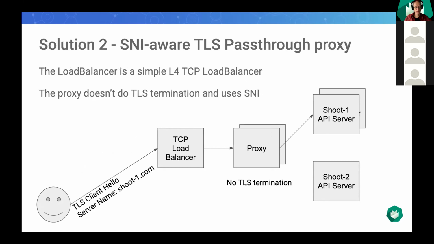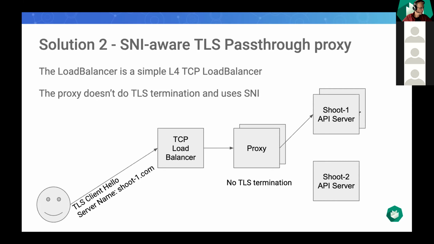So going one step forward, in order to solve this cloud-agnostically, we simply need a TCP load balancer, which every single cloud provider already has. And after this, we need to put a special SNI-aware proxy, which will check the server name which the client sends, and then send it to the correct shoot cluster.